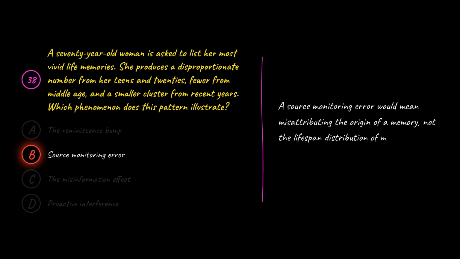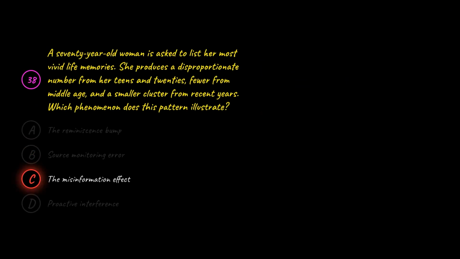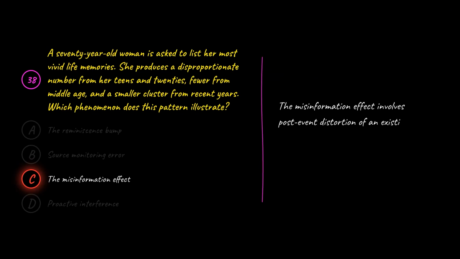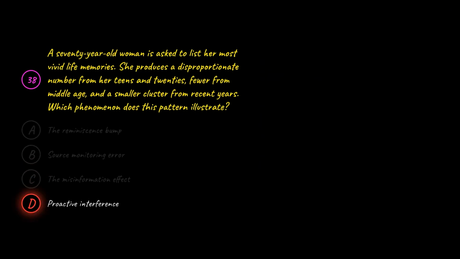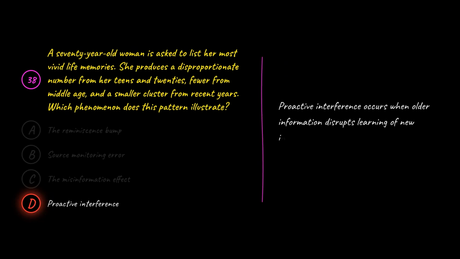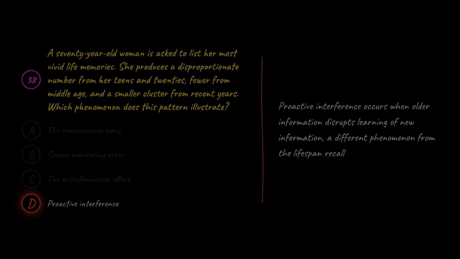of memories themselves. C is wrong because the misinformation effect involves post-event distortion of an existing memory, which the question does not describe. D is wrong because proactive interference occurs when older information disrupts learning of new information, a different phenomenon from the lifespan recall distribution.